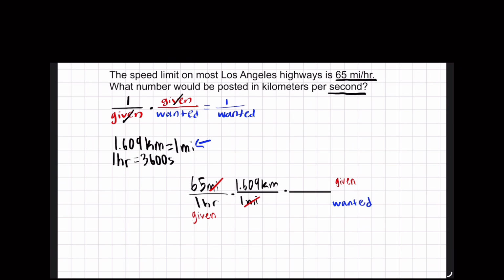Now here we're given that 1 hour equals 3,600 seconds. And we're given 1 hour in the bottom as well. So 1 hour equals 3,600 seconds because we want kilometers per second. Now if you do this on your calculator, we know that hours cancel. You should get 0.029 kilometers per second.